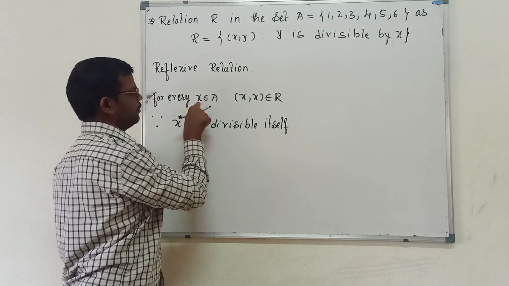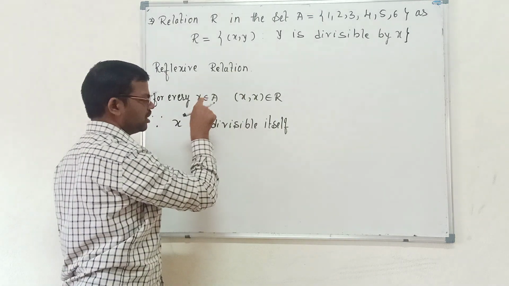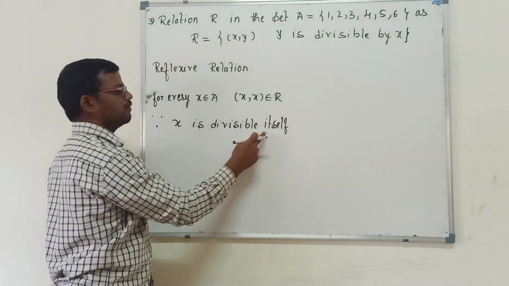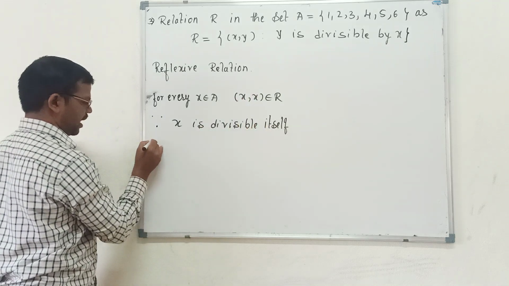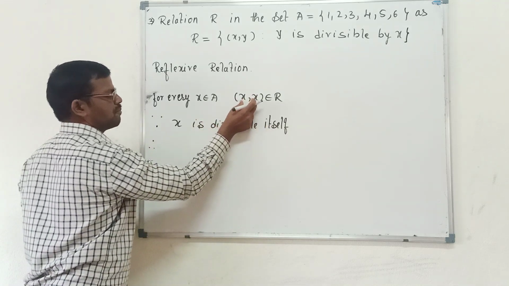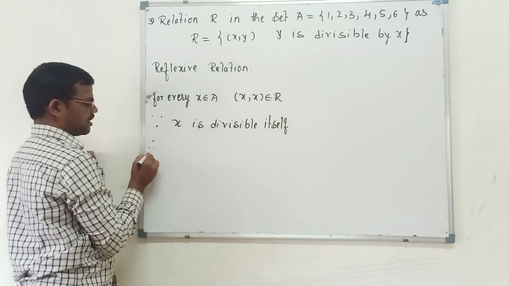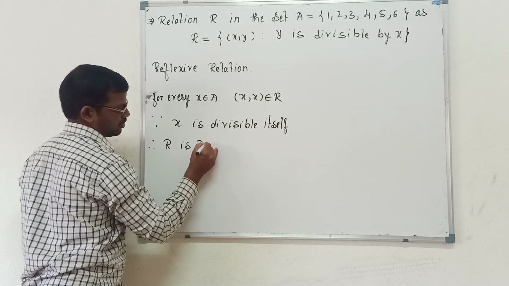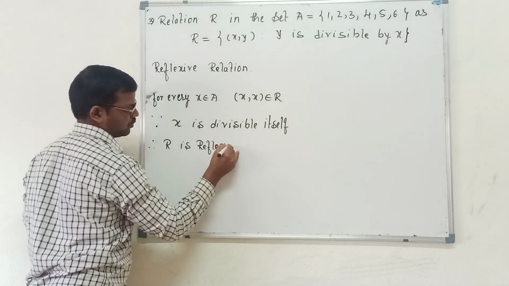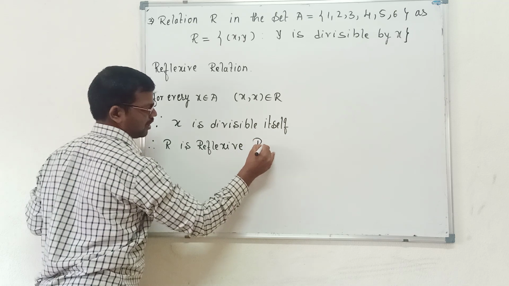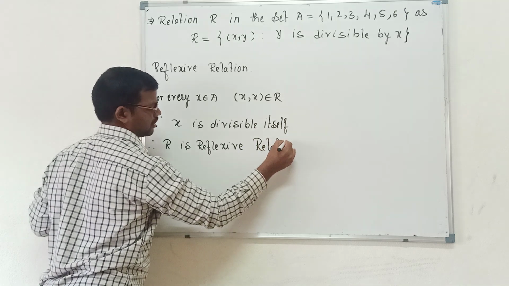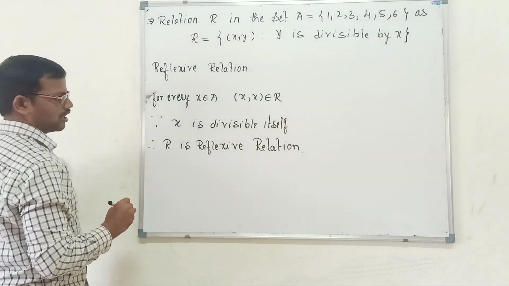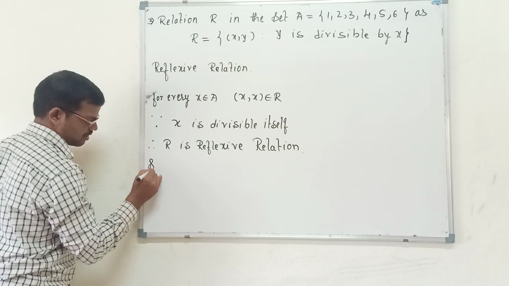For every x, we can take 1, 2, 3, 4, 5, 6 and so on. Then x is divisible by itself. Therefore, since we have this type of pair in R, we can say that R is a reflexive relation. So that is one relation. Next we come to the symmetric relation.